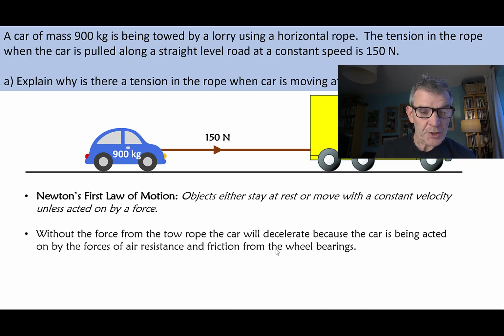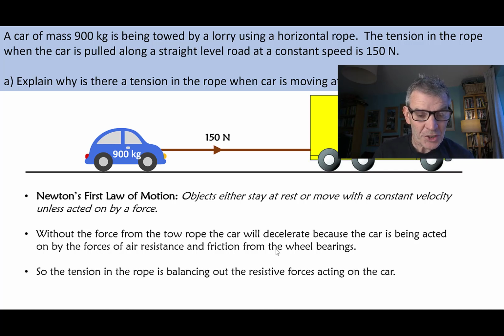Well, in this situation, we know that if the car didn't have the tow rope there, the car travelling along at speed would eventually decelerate because the car is being acted on by forces of air resistance and friction in the wheel bearings. So the car will eventually slow down. It won't travel at a constant speed. So what we can say is the tension in the rope is providing a balancing force to balance out the resistive forces acting on the car. So in other words, we can say that the resistive forces is equal to 150 newtons.